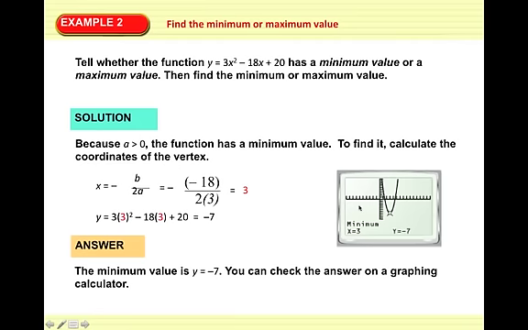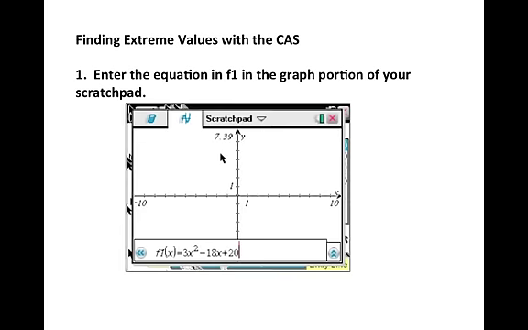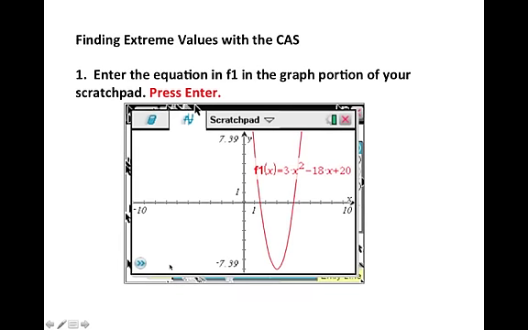Okay, you just enter the function into your graphing calculator, go to Analyze, tell it you want to find a minimum, and give it a lower bound and an upper bound, and boom, it'll let you find that minimum value. Okay, so let's look at that. Enter the equation in F1 in the graph portion of your scratch pad. So go to the graph portion of your scratch pad and enter 3x squared minus 18x plus 20. If you don't have a little prompt for F1 of x, press tab and it'll show up.